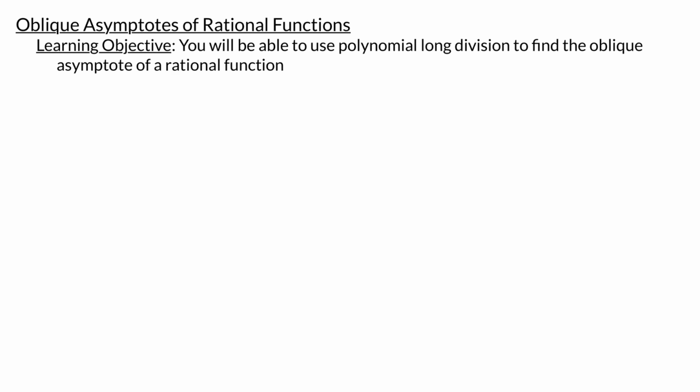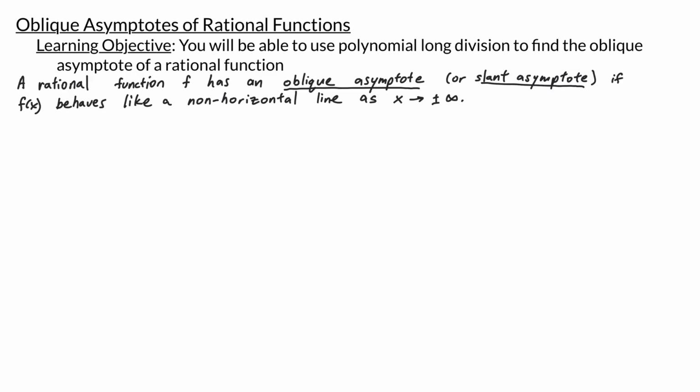In this video, we're going to learn how to find oblique asymptotes of rational functions. A rational function has an oblique asymptote, or sometimes called a slant asymptote, if it behaves like a non-horizontal line as x goes to infinity or as x goes to negative infinity. So again, what we're dealing with here is the end behavior for a rational function.